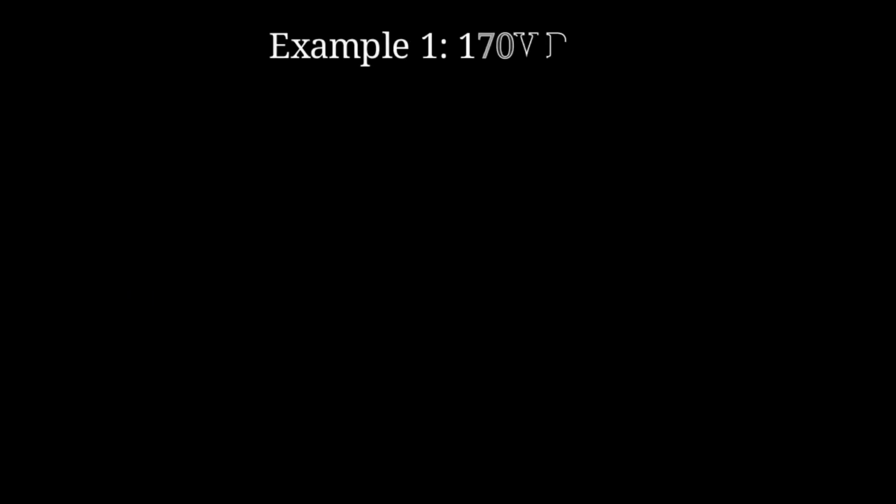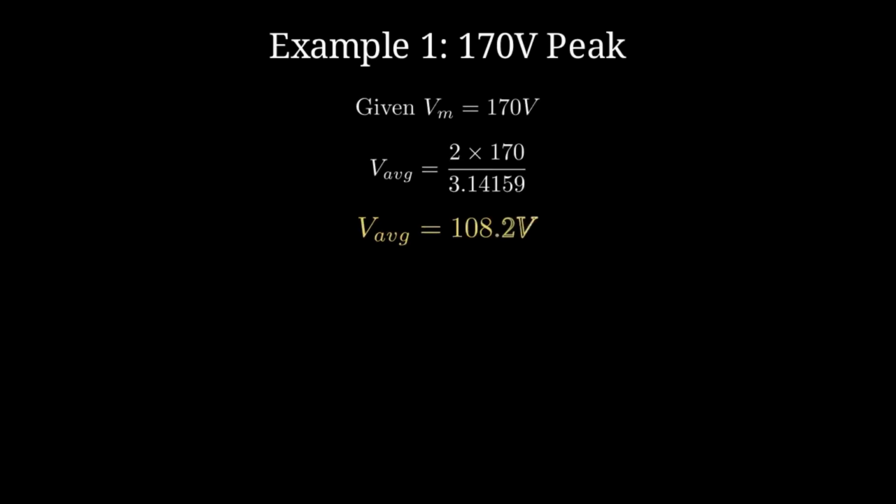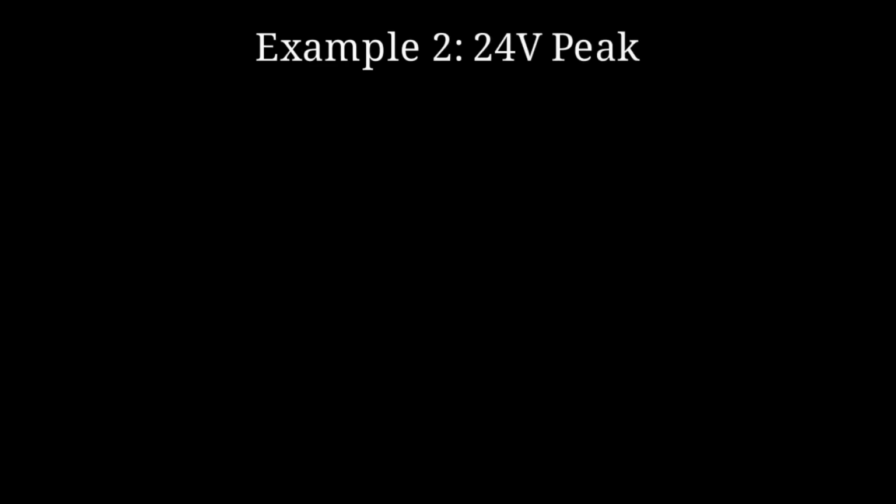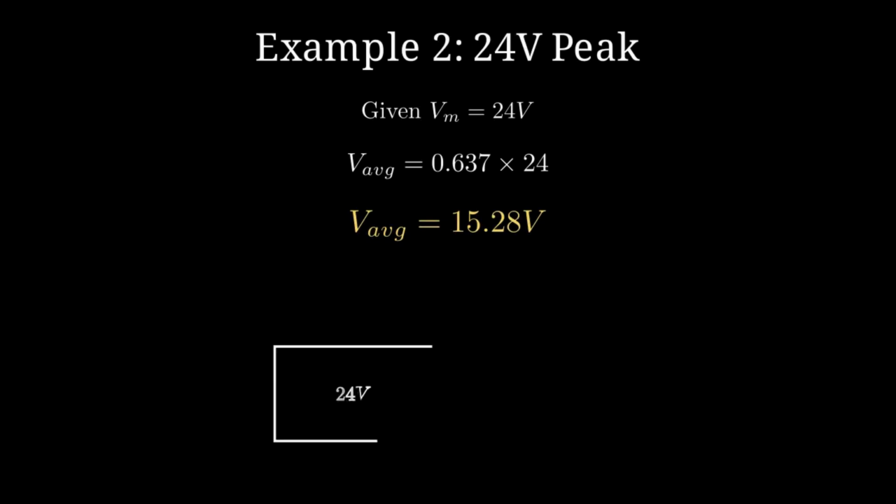Let's look at a practical example. If we have a peak voltage of 170 volts, which is common in 120 V RMS household power, the mean rectified value is 2 times 170 divided by pi, resulting in approximately 108.2 volts. For a lower voltage system with a 24-volt peak, we simply multiply 24 by our constant 0.637. This gives us a mean value of 15.28 volts. This calculation is essential for sizing components in power supplies.